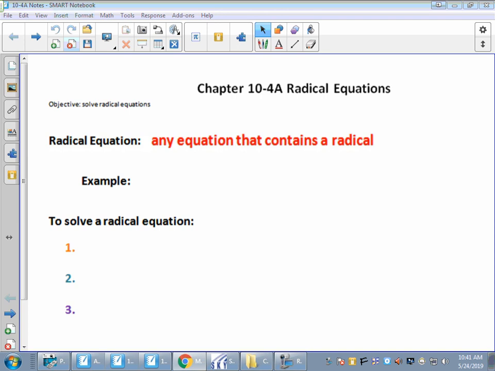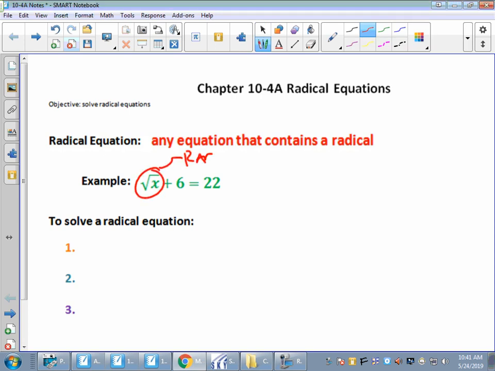So it's going to be just like solving old school equations, except we have to deal with this radical now. A simple example would be the square root of x plus 6 equals 22. It's an equation, and you've got your radical, the square root of x. Because of that, it's a radical equation.